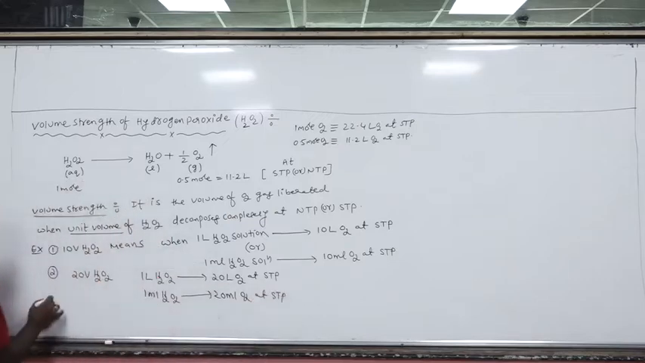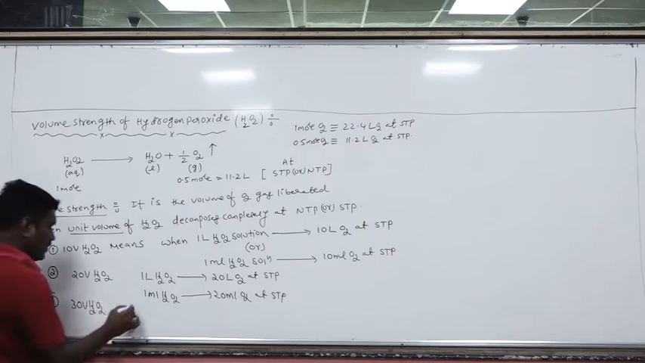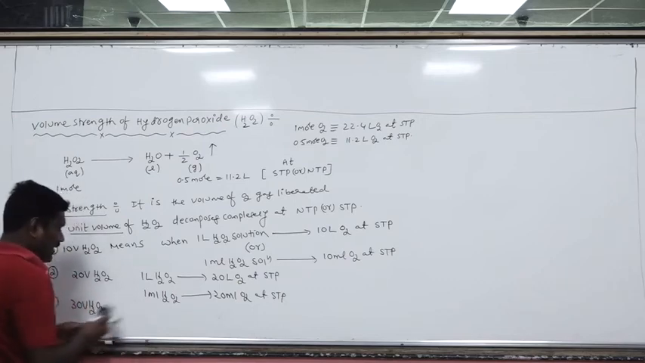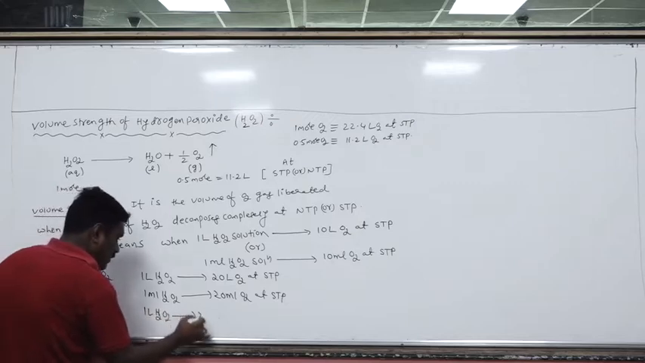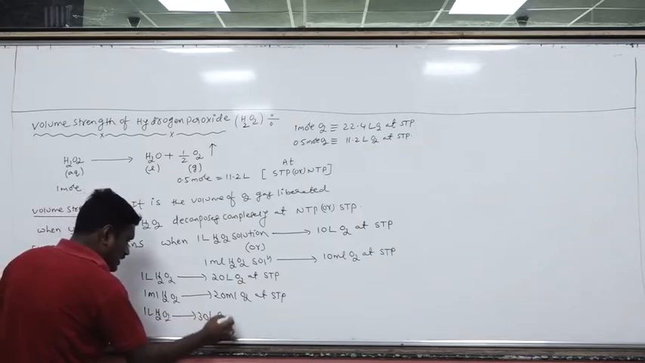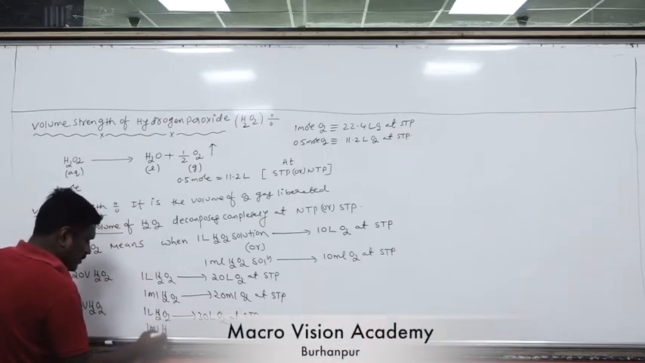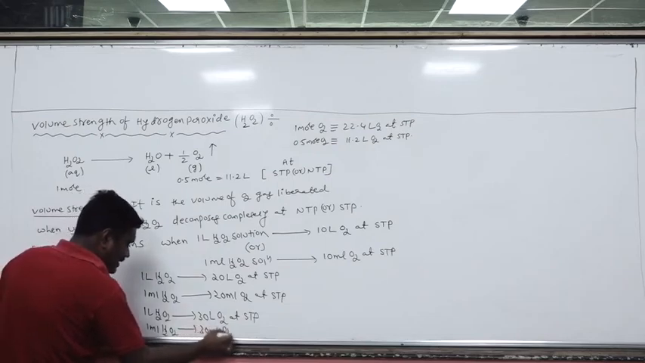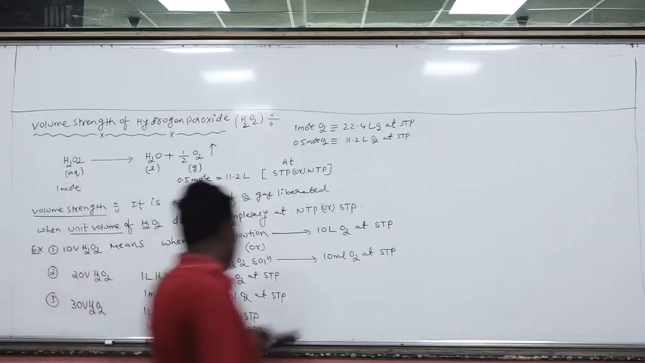Let's suppose one more example. I am taking 30 volume H2O2. What is the meaning of a 30 volume H2O2? Again, when 1 liter of H2O2 solution decomposes, it produces 30 liters of oxygen. Otherwise, when 1 milliliter of H2O2 is taken, it will give 30 milliliters of oxygen at standard temperature and pressure. Are you getting my point?